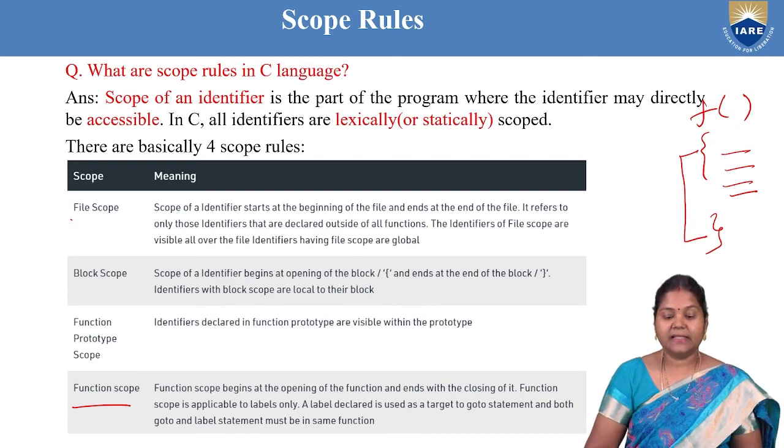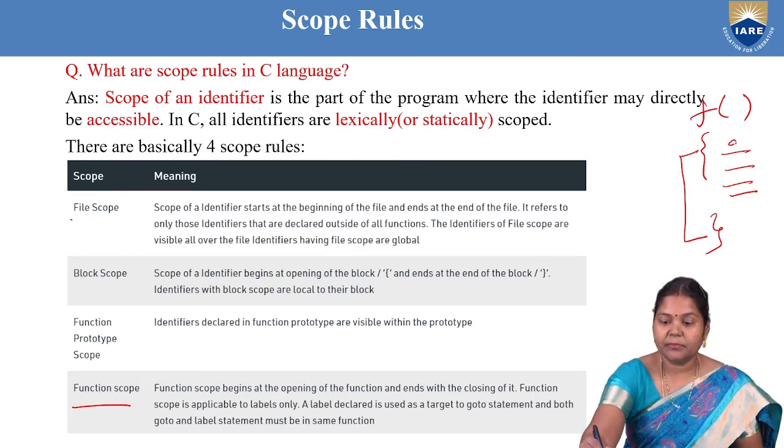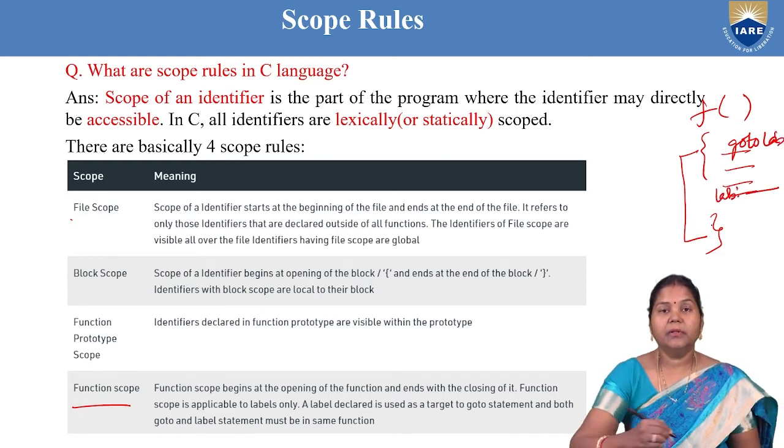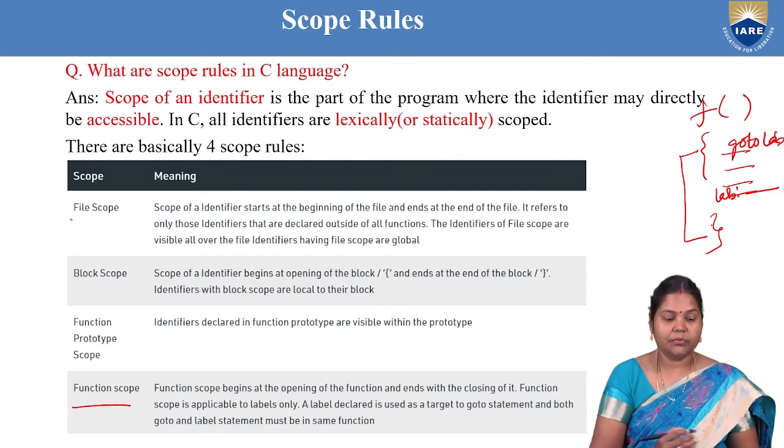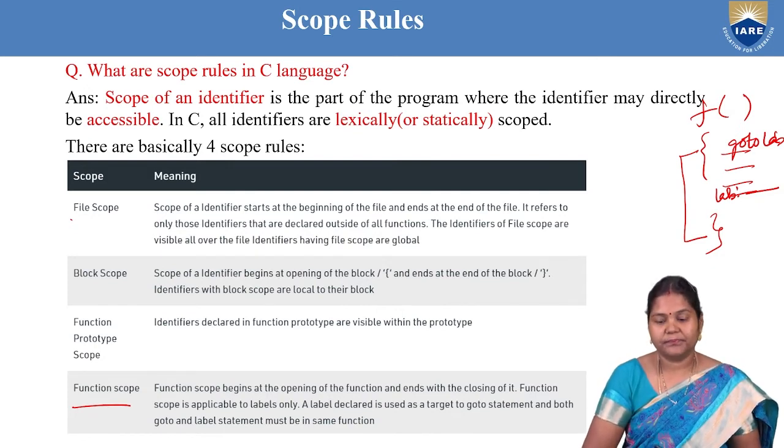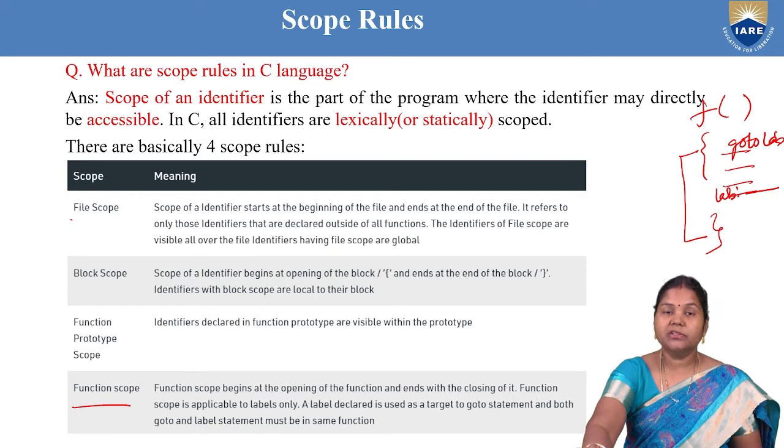A label is declared and used as a target for the goto statement, and both the goto and the label must be in the same function. Suppose you are using any goto statement within the function, say goto with some label L. Where you are jumping, the label must be within the function only. So this is called function scope. Finally, you have to remember there are 4 types of scope rules: file scope, block scope, function prototype scope, and function scope.